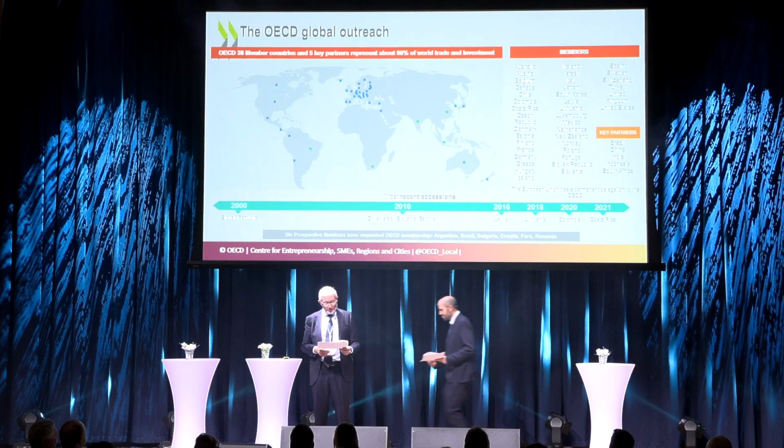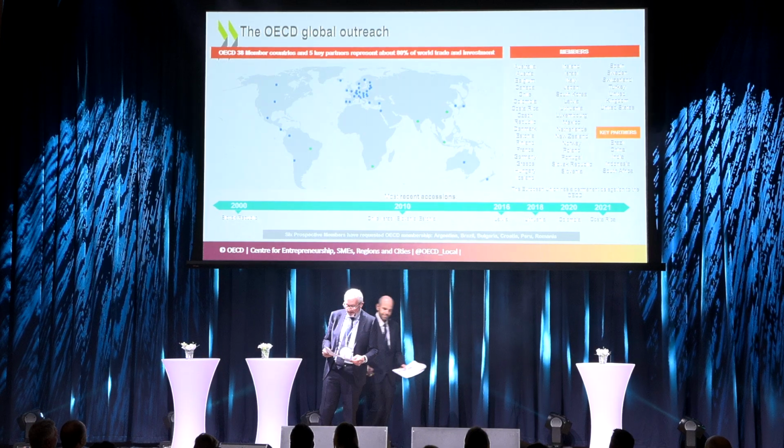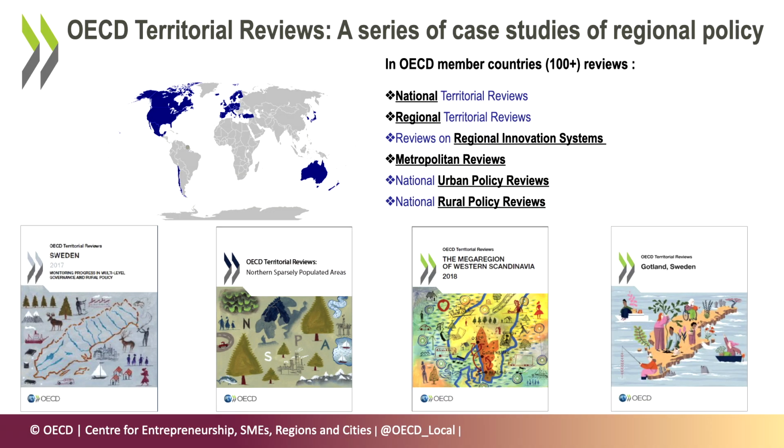Regarding Sweden, just to give some example, we have done in 2017 a national multi-level governance review of the country. In 2017, we have also done a territorial review of the NSPA regions. We have done in 2018 a territorial review of the mega region of Western Scandinavia, and last year we have done a territorial review of Gotland. So basically, Sweden is very active with our group and has always been participating in our activity every year.